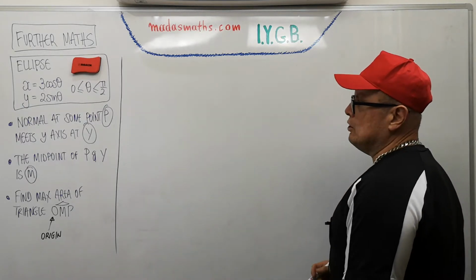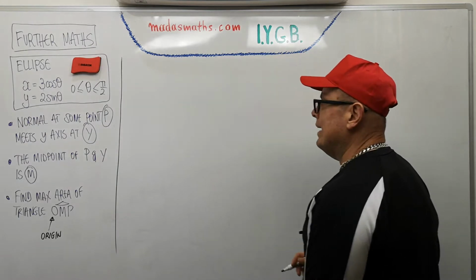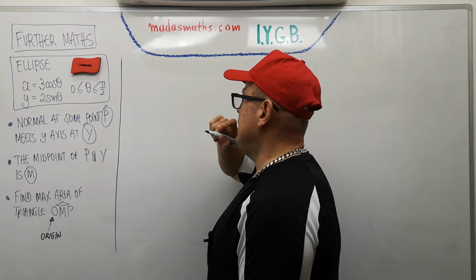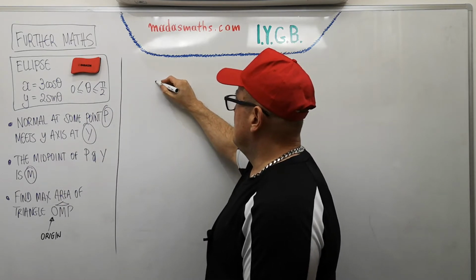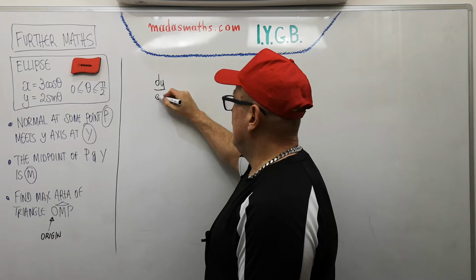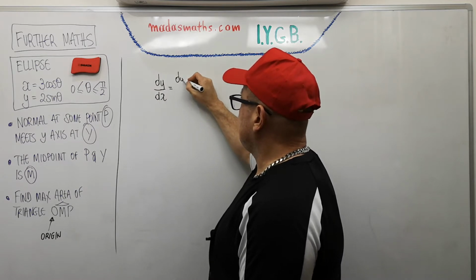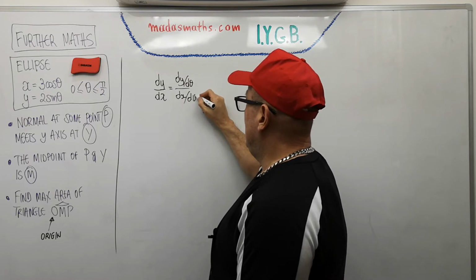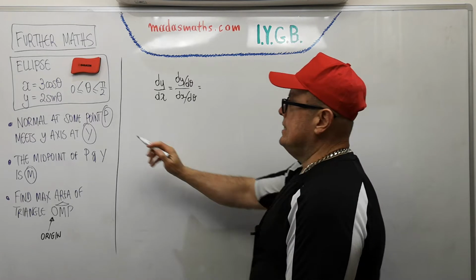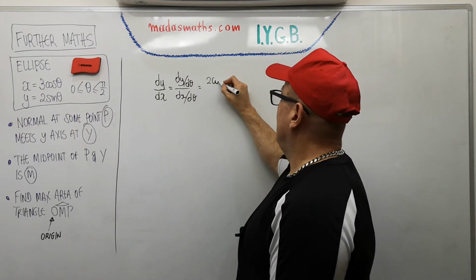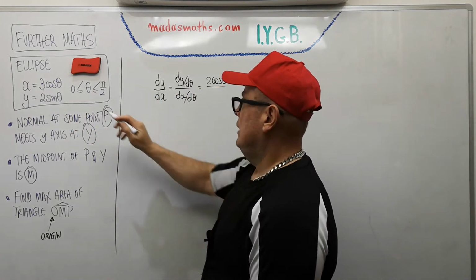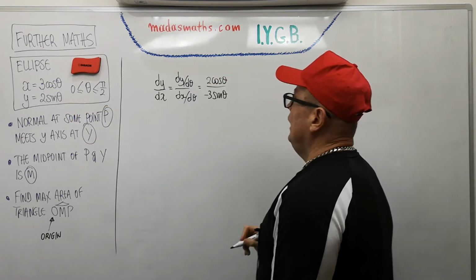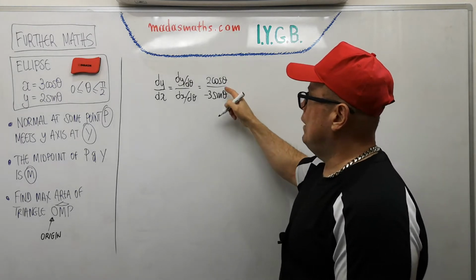First of all, it's talking about normal, therefore we're talking about gradients, about equations of tangents and normals. So I have the question in parametric, so I'm going to find the gradient function in parametric. So dy by dx, divide top and bottom by d theta. Okay, so dy by d theta is 2 cos theta, and dx by d theta is minus 3 sine theta. And this is of course the gradient function.